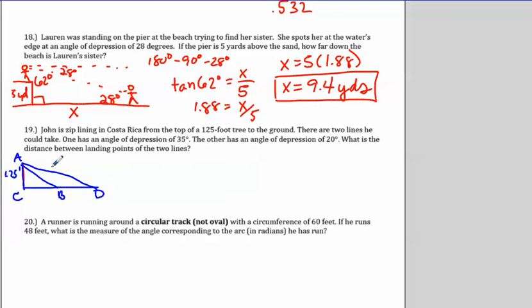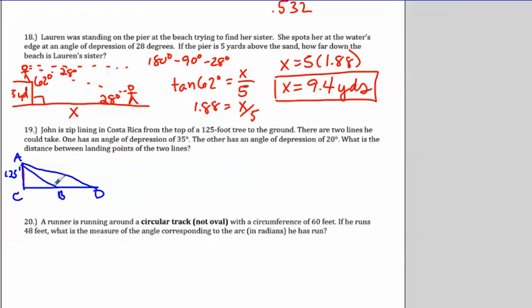Okay, so I drew a quick sketch over here. I have 125 feet, and I have two lines going down. I have AB and AD, so these are his choices. And they have different angles of depression, which is going to make this picture kind of messy.